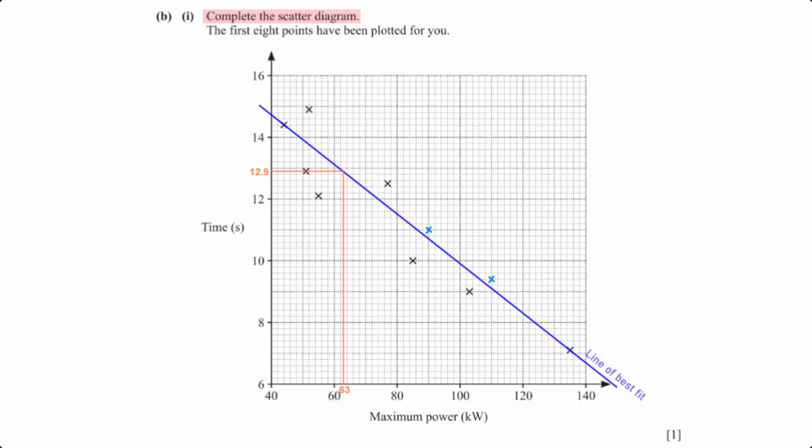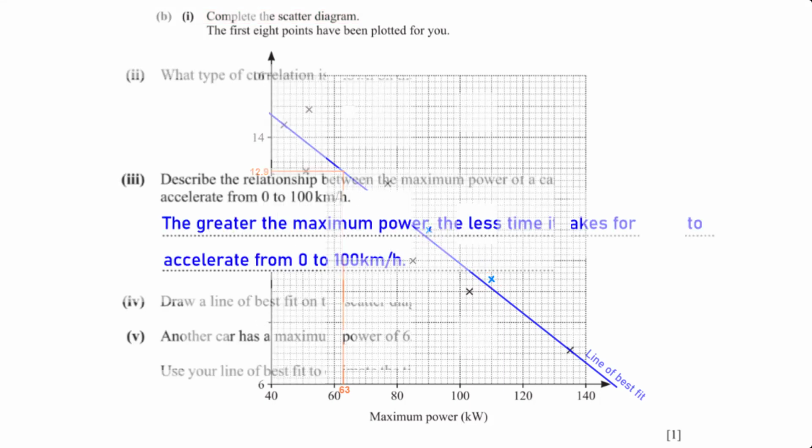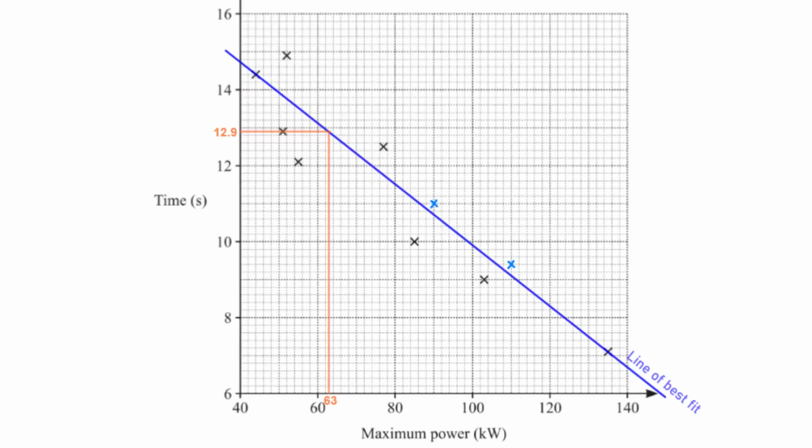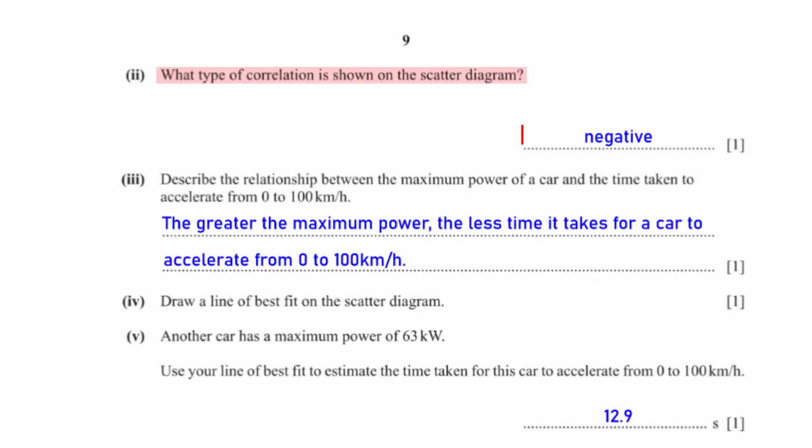Complete the scatter diagram. The first 8 points have been plotted for you. On the grid, we plot the points 90, 11.0 and 110, 9.4. What type of correlation is shown on the scatter diagram? On the scatter diagram, we see that as the maximum power increases, there is a general decrease in time. This type of correlation is negative.